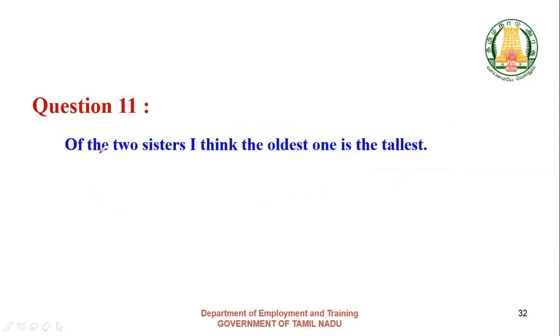Question number 11. Of the two sisters, I think the oldest one is the tallest. So here, can you find any error? Here, oldest and tallest, these two are superlative adjectives.